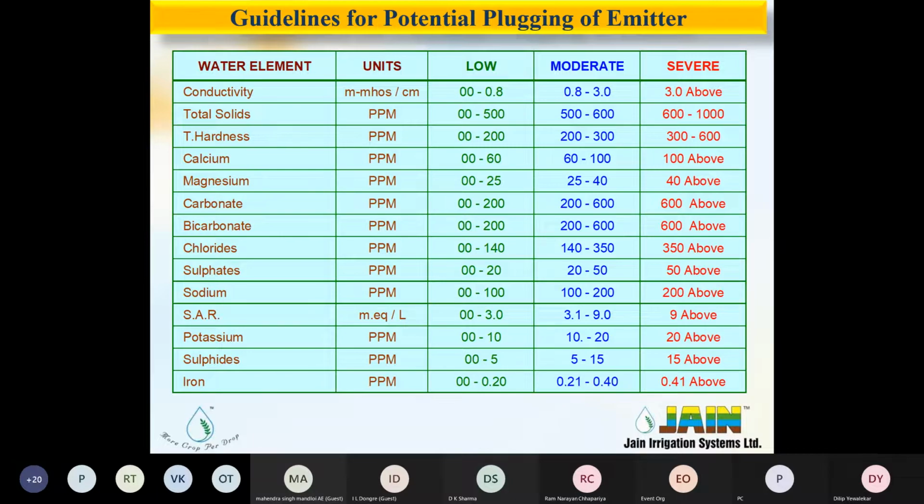If the total solids is 500 to 600 ppm, then there are moderate chances the dripper can get clogged. And if the total solids is more than 600 ppm, then there are chances of clogging in the dripper. So this is a guideline. After doing the water test report, cross check all the parameters, and you can decide yourself whether treatment is needed and what the interval of the treatment should be.